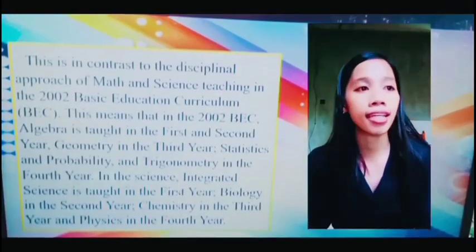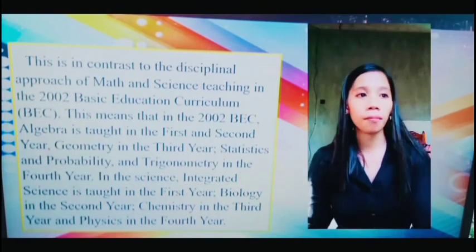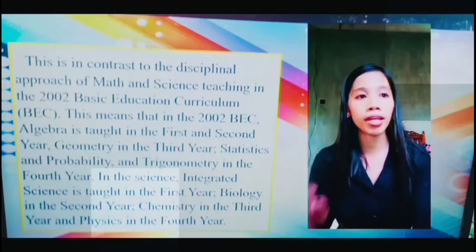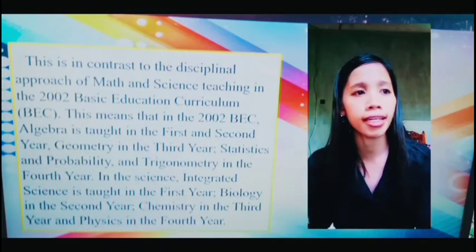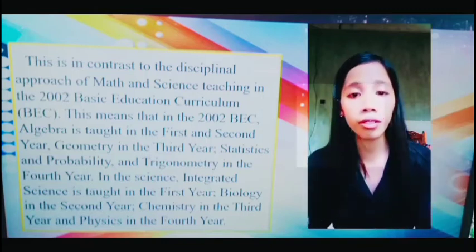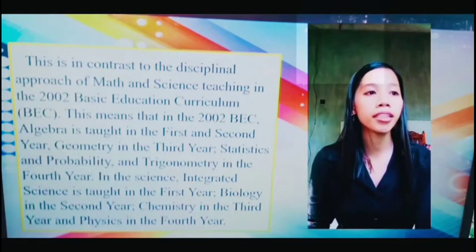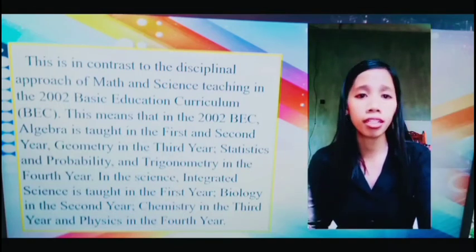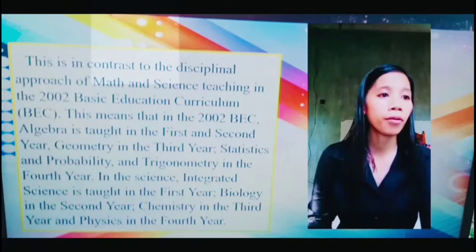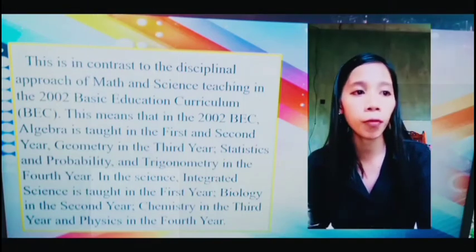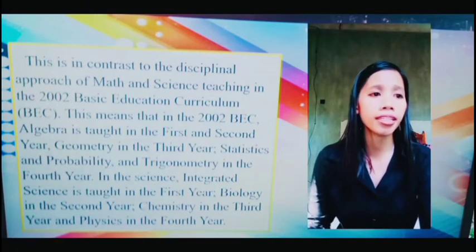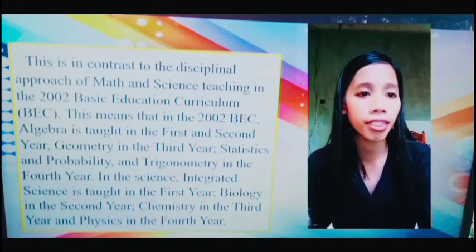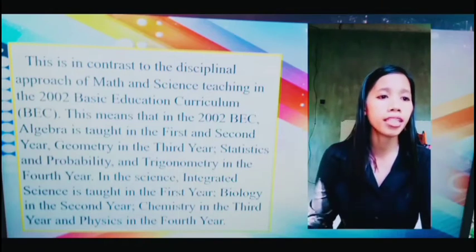This is in contrast to the disciplinary approach of math and science teaching in the 2002 Basic Education Curriculum or BEC. This means that in the 2002 BEC, algebra is taught in the first and second year, geometry in the third year, statistics and probability and trigonometry in the fourth year. In science, integrated science is taught in the first year, biology in the second year, chemistry in the third year, and physics in the fourth year.